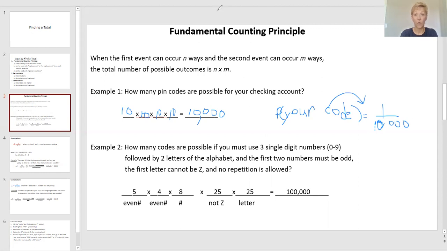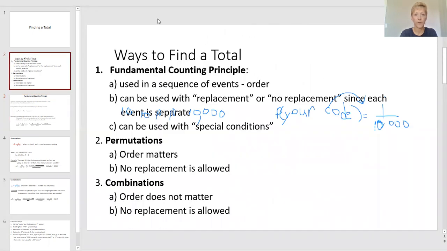So notice, if order matters, let me kind of go back up here, and let me kind of erase these drawings. If order matters, notice you cannot use combinations.